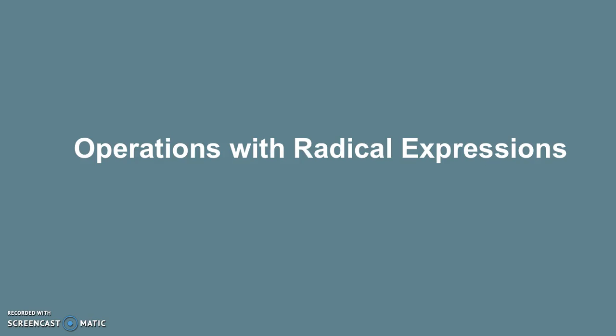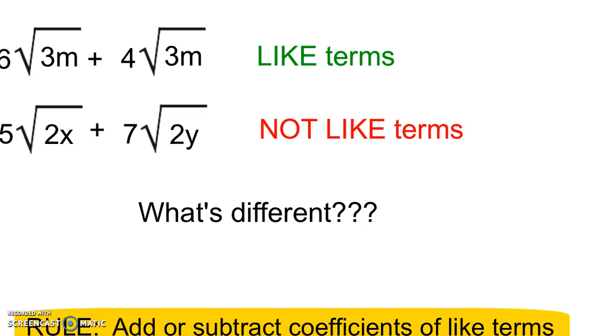This video is on operations with radical expressions. When we add or subtract radical terms, we need to talk about like terms. In terms of radicals, that means that the radicand, the stuff under the radical, has to be the same.